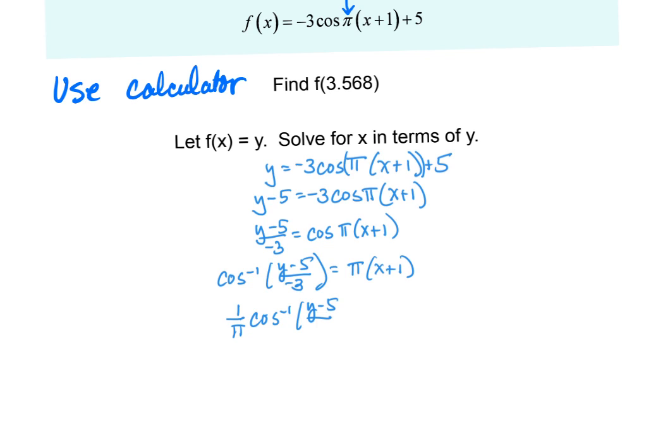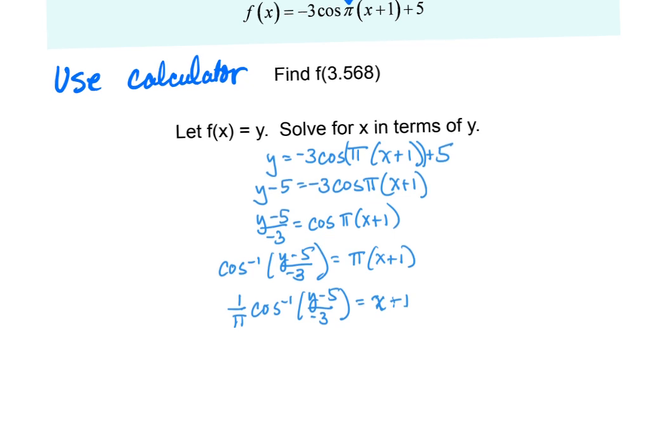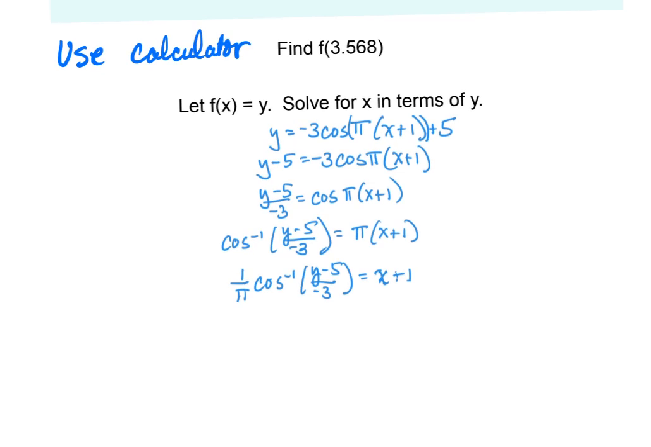Oops, let's see, I don't like the way that was written. I want it to be more clear. That's negative 3. That's equal to x plus 1. And then I'd subtract 1 from both sides. 1 over pi inverse cosine of y minus 5 over negative 3 minus 1 equals x.